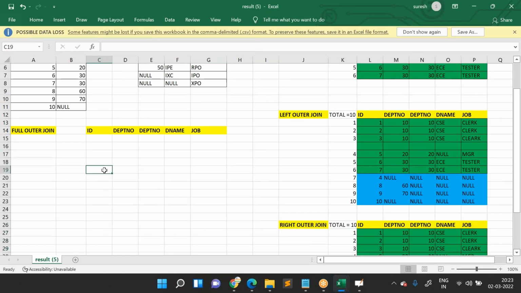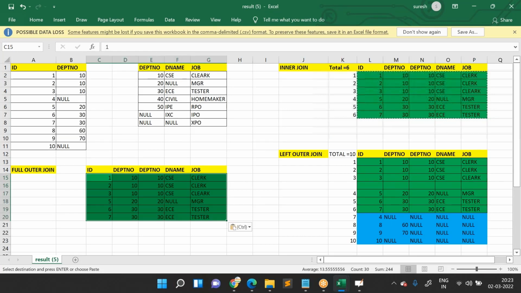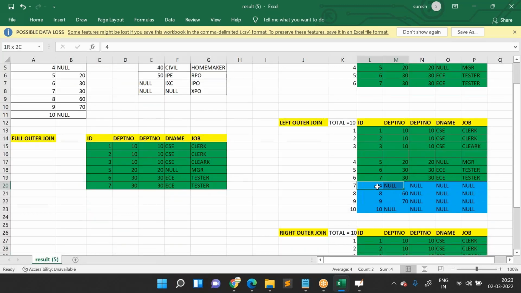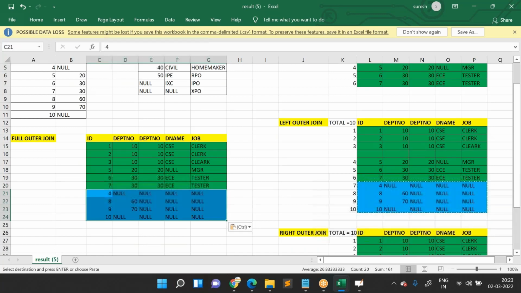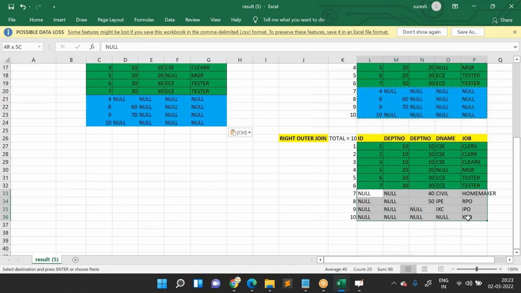So now next one is full outer join. What is the output for full outer join? All the matching records are going to come. This is all the matching records and all the non-matching records from the left table, and all the non-matching records from the right table.